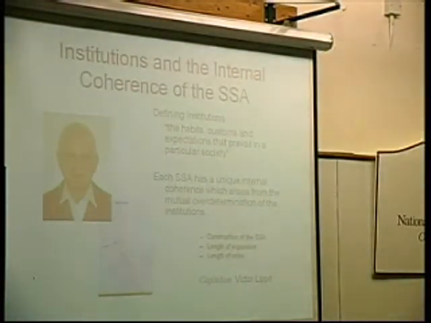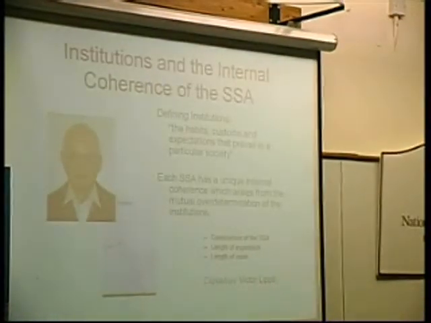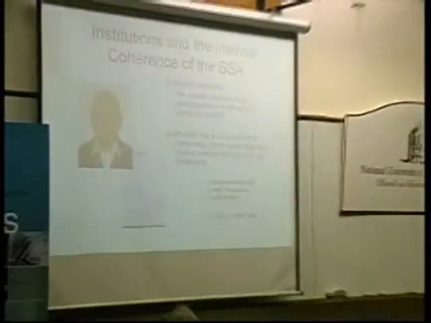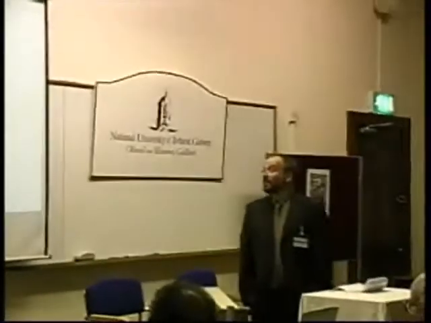Secondly, Victor's argument that each SSA has a unique internal coherence which arises from the mutual overdetermination of the institutions. This is a question, again, of the coherence of the SSA, and Victor argues it has implications for the construction of the SSA, the length of the expansion, and the length of the crisis.